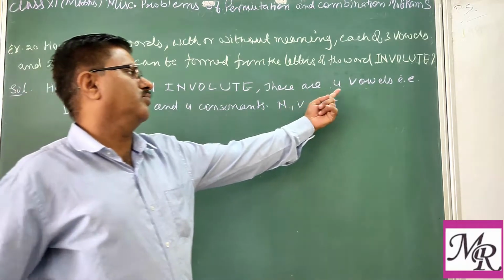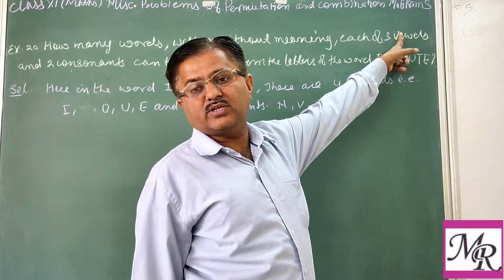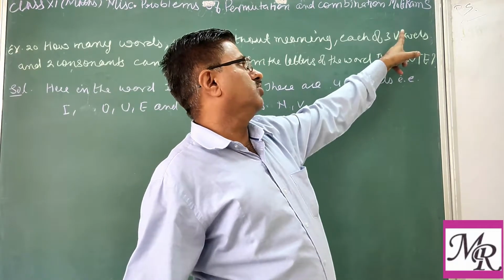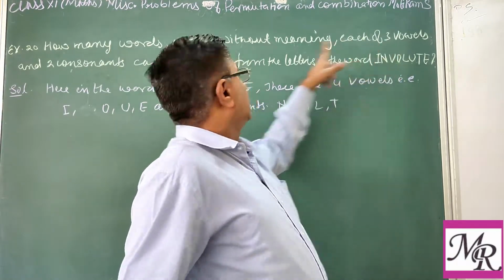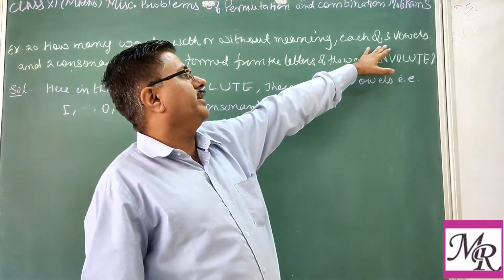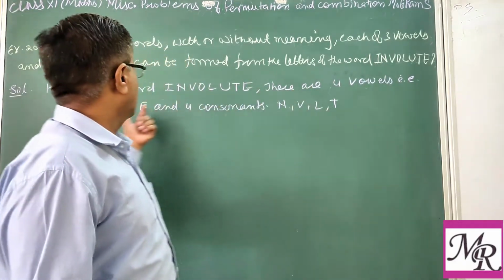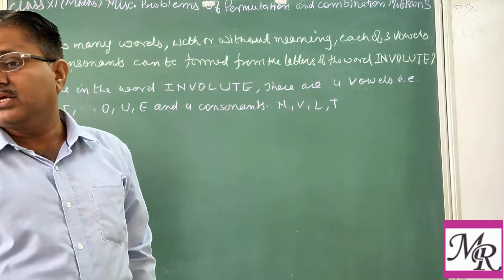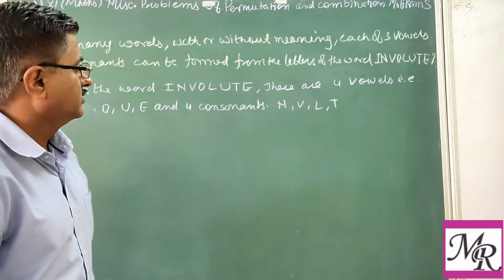But what is the condition? We need 3 vowels. So out of 4 we select 3. That's why it is a selection. Because we need a word with 3 vowels and 2 consonants. It means at a time we need 3 vowels, but we are given 4. So out of 4 we have to select. That's why first we use the combination.